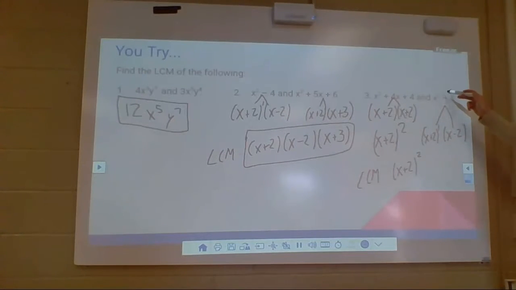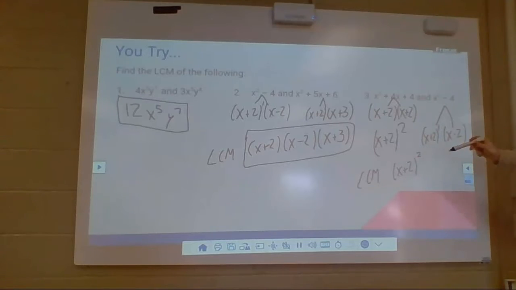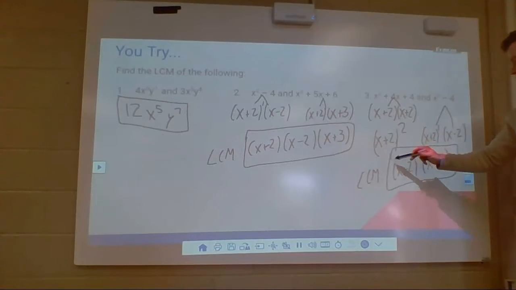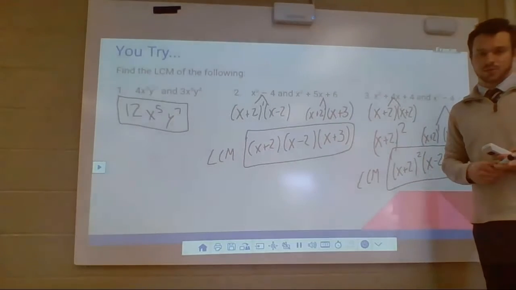Now, this binomial has a factor of x minus 2, while this one does not. So in the LCM, I have to include x minus 2 as well. And then here is the LCM: x plus 2 squared times x minus 2. Now, knowing this skill is going to help us when we add and subtract.